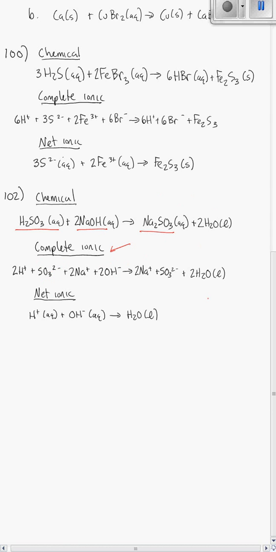From here, we want to eliminate the spectator ions. Our spectator ions, again, are going to be the same on both sides. In this case, it's sodium. We've got 2 sodiums on each side, and sulfite. We've got 1 sulfite on each side. You eliminate those, and you end up with your final net ionic equation. Because everything here has 2's, you've got 2 H's and 2 OH's and 2 H2O's, you can cancel out those 2's as well. And so you'll just end up with H plus aqueous plus OH minus aqueous goes to H2O liquid. So that's problem number 102.